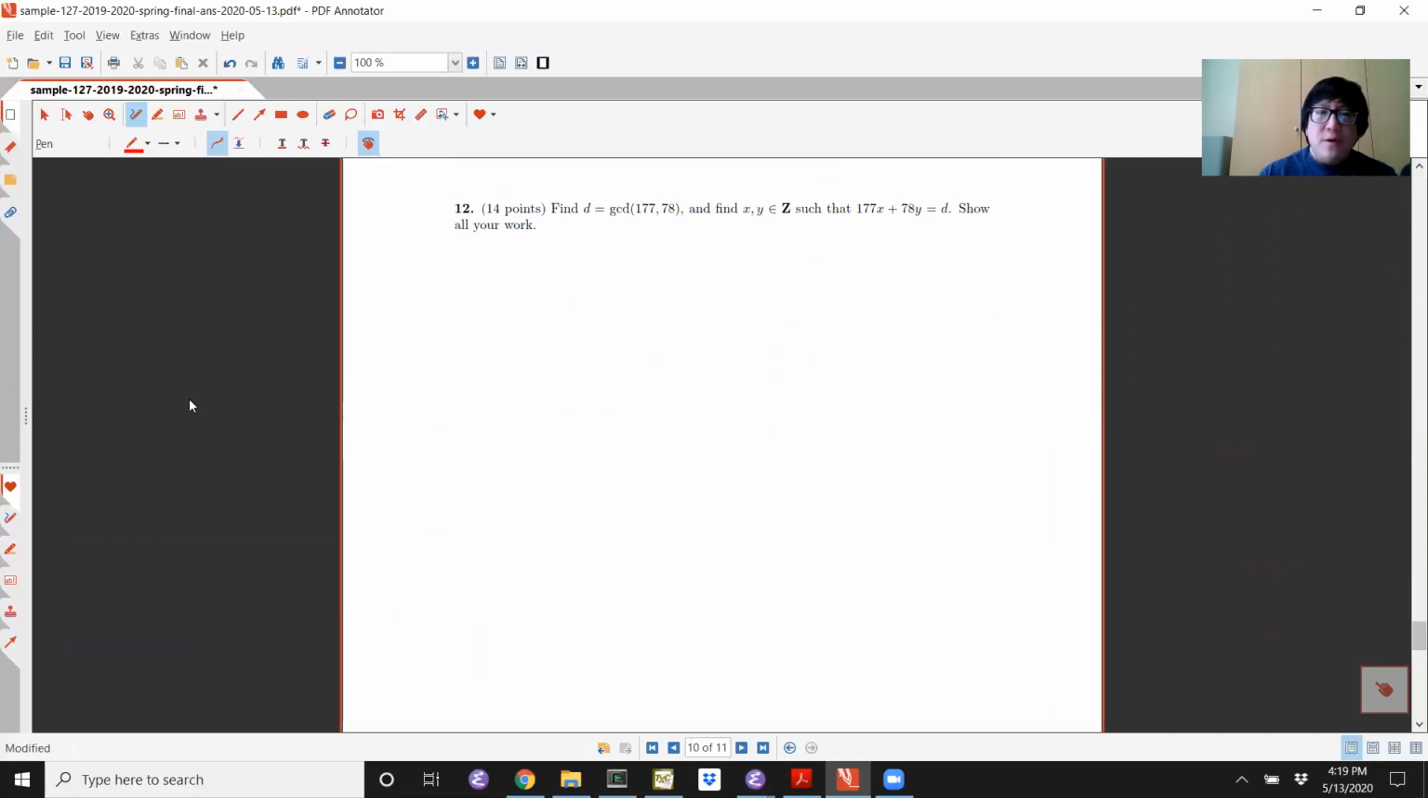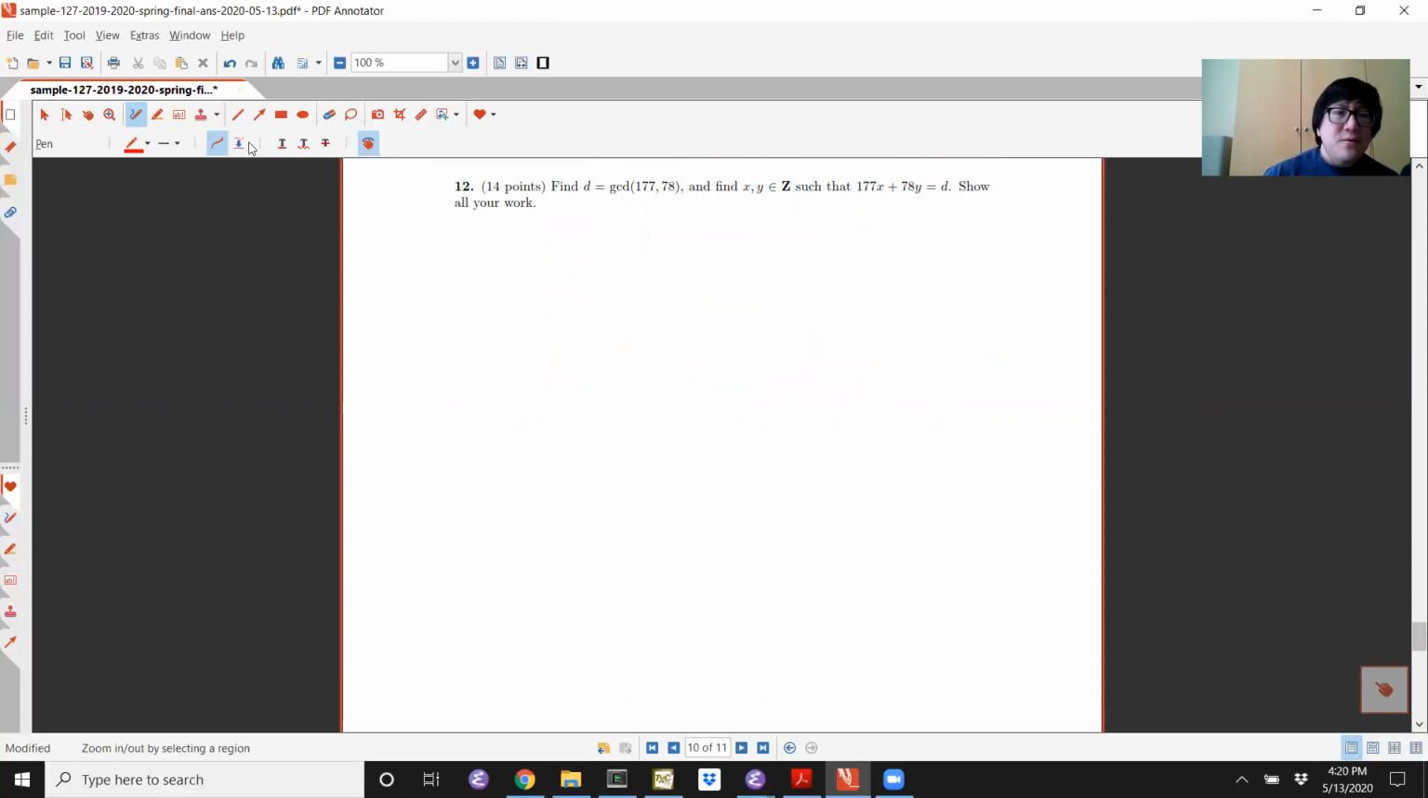Problem 12. Find the GCD of 177 and 78 and solve 177x plus 78y equals d, and show all your work. So let's do it to it.